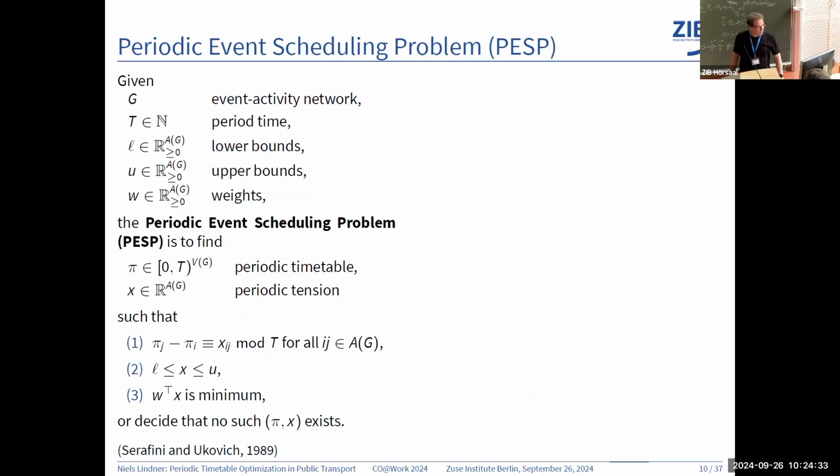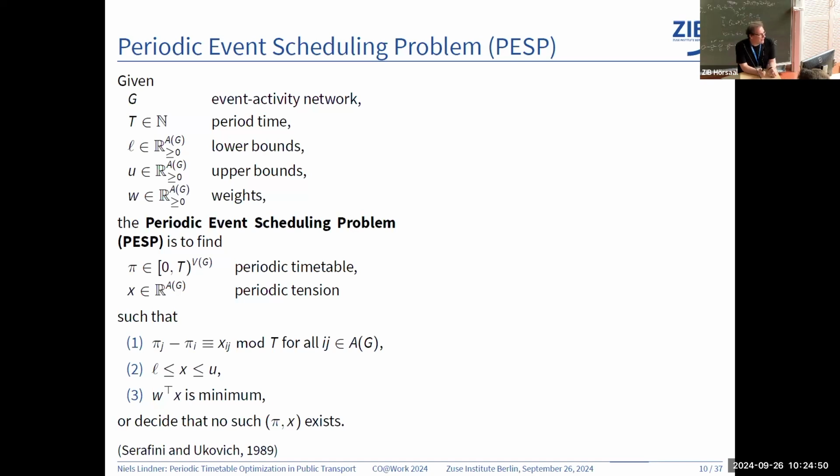And then we have the input for the so-called periodic event scheduling problem, which is called PESP. So we're given such a directed graph, which is called event activity network. We're given a period time, lower bounds, upper bounds, and weights on these activities. And we want to find a periodic timetable pi and a periodic tension x.